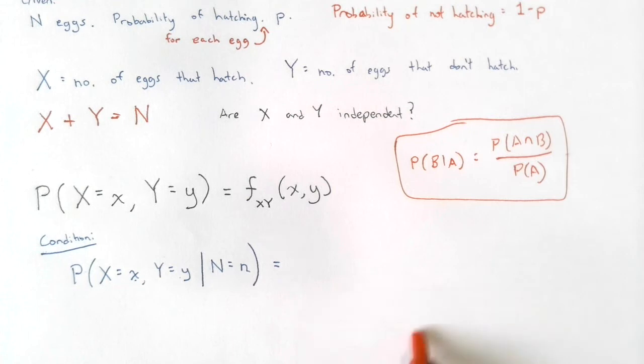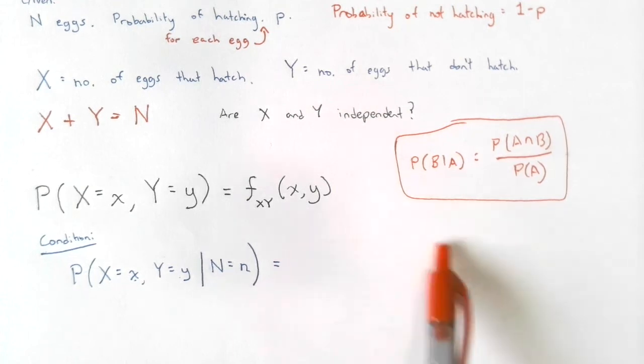Let's start with an easy one. What would be the denominator of the right side of the equation? The probability of A. What would that be?